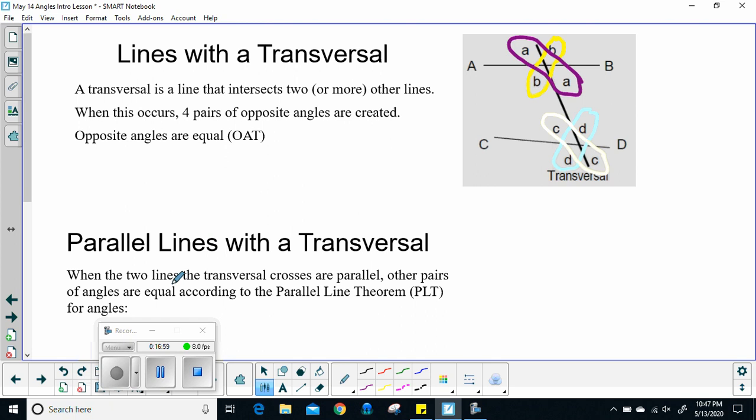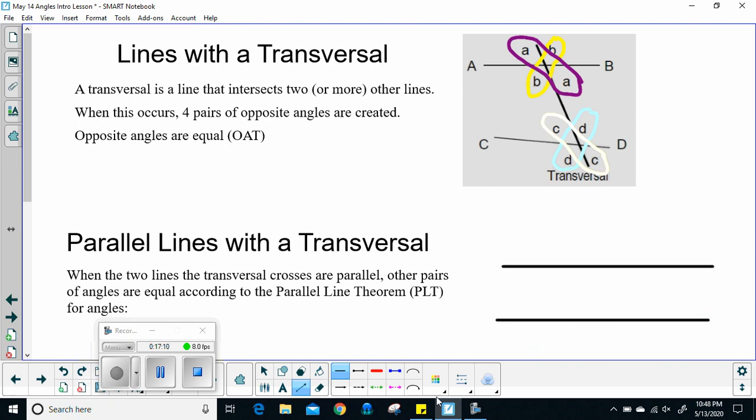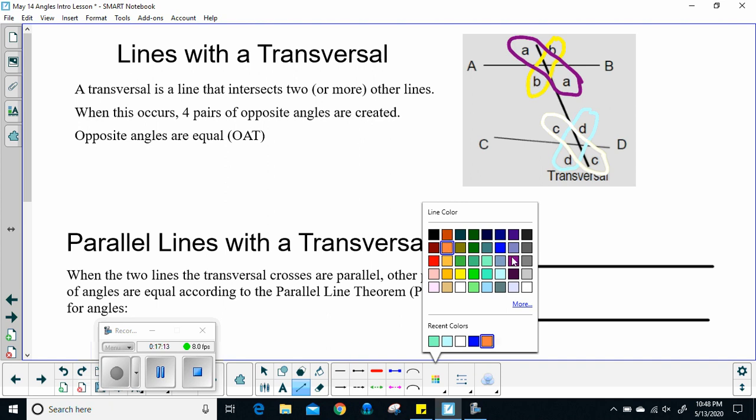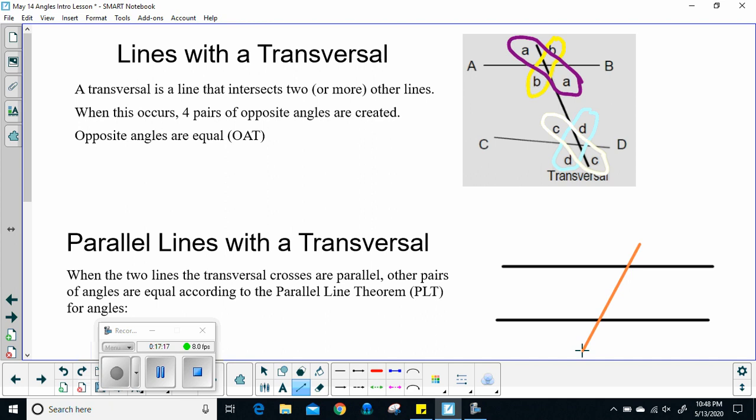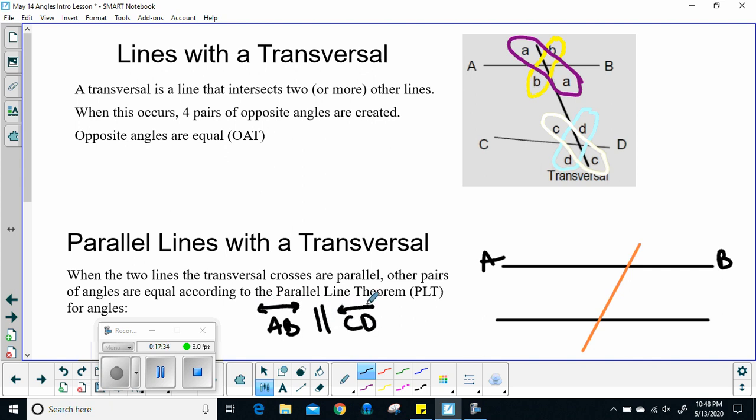The exciting stuff happens when I've got parallel lines. So if I have parallel lines, let's draw a few here. So there's a line, and I'm going to take another line. Let's make it, I don't know, orange. There's my transversal. Okay. So I'm going to tell you that line AB is going to be parallel to CD. So there's C, there's D. These guys keep going forever and ever. So I'm going to show you that they're parallel by doing the little arrow lines on them. This one is my transversal.